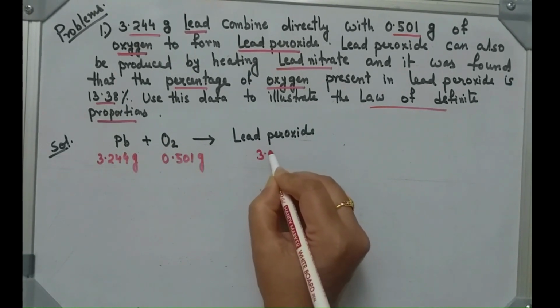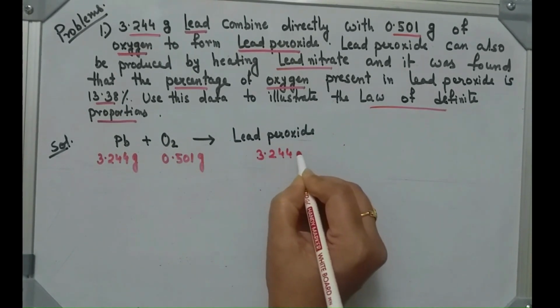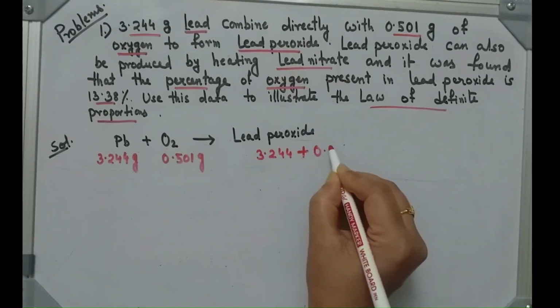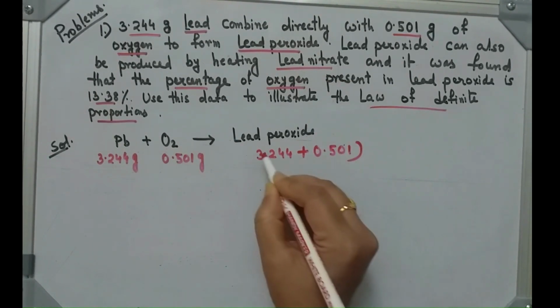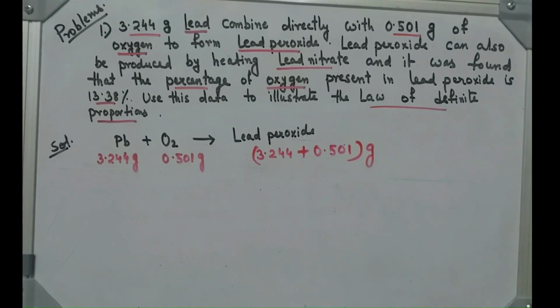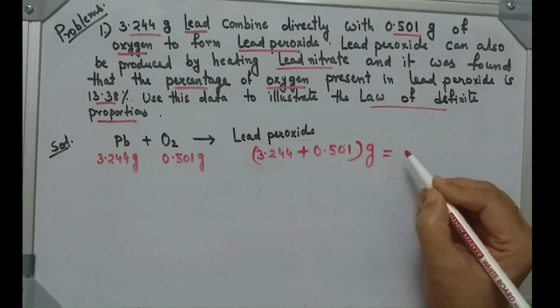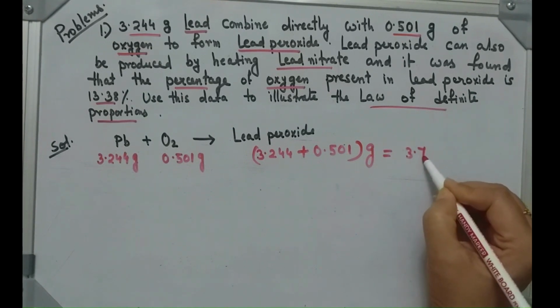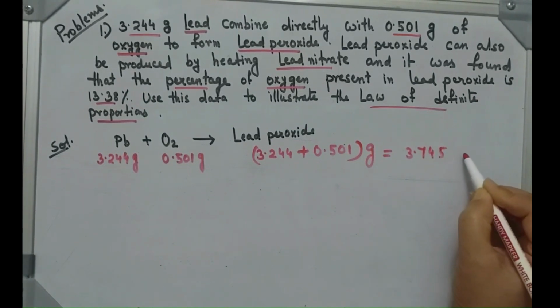So 3.244 plus 0.501 grams is equal to, we are getting 3.745 grams.